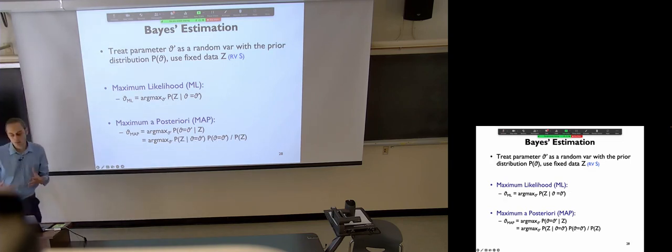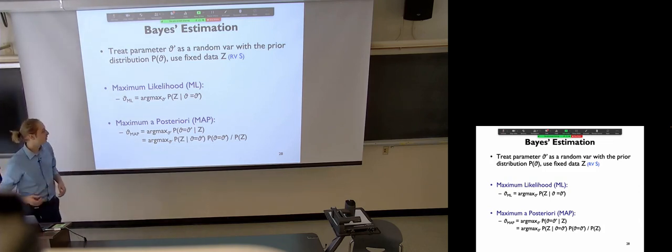So we can do both of these. One of them is maximum likelihood, which does not use the prior, and the other is maximum a posteriori, which maximizes over the posterior, and it does use the prior as well. Okay.